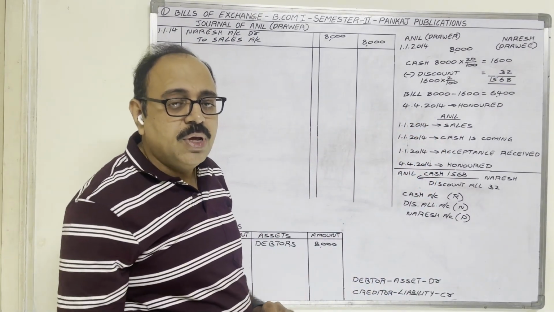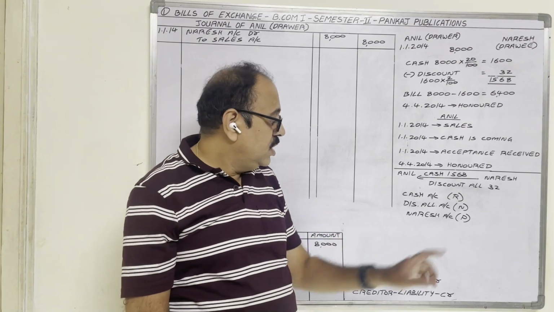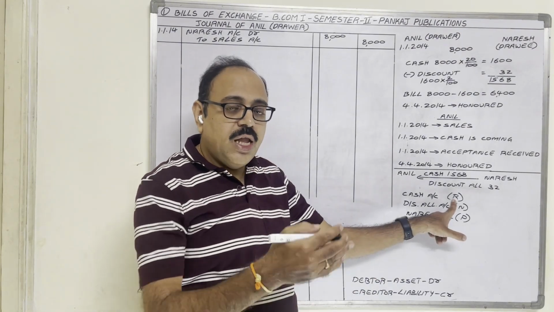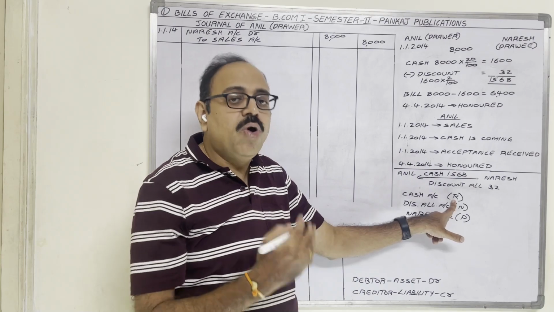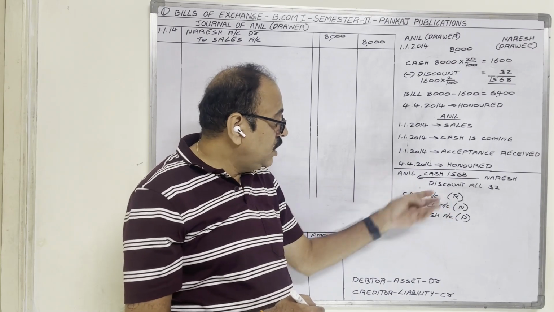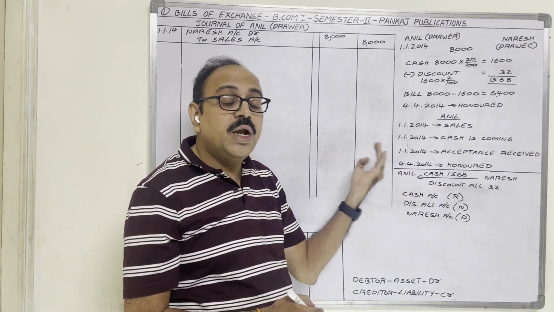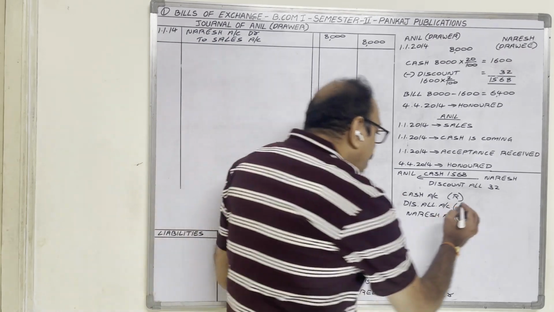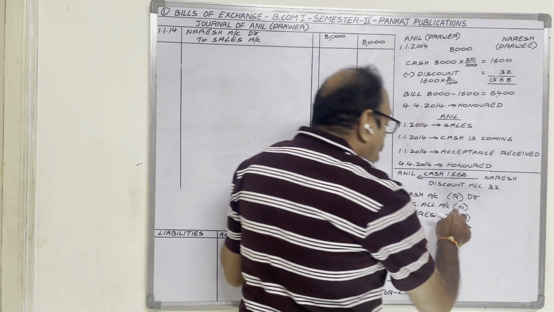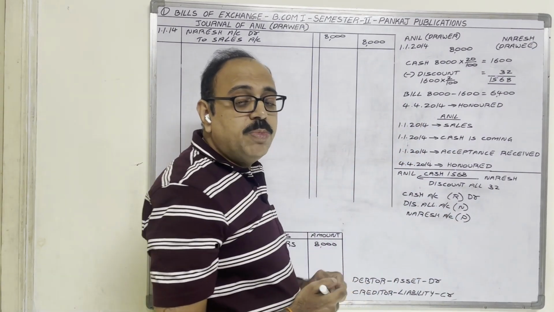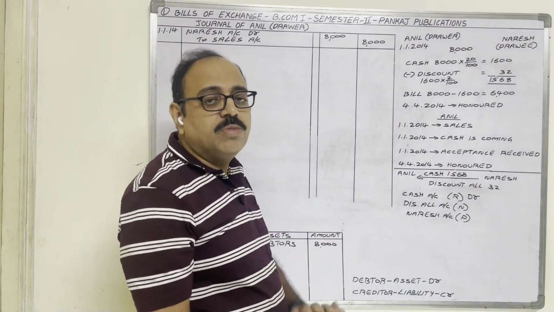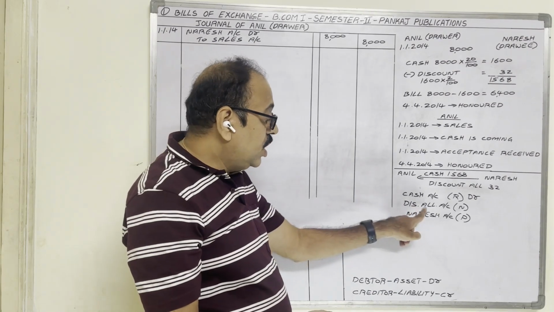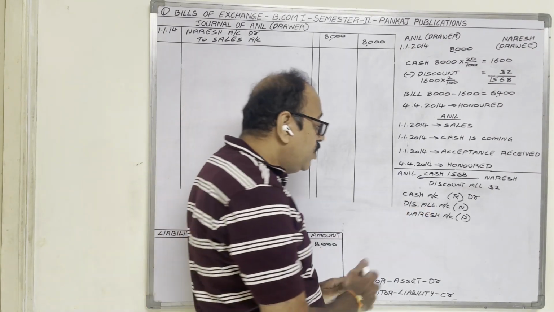Now the third step, apply the double entry rules. For real account, the rule is debit what comes in, credit what goes out. Cash is coming in, therefore debit what comes in. The first line is applicable. We have to debit cash account. Nominal account rule: debit all expenses and losses, credit all incomes and gains. This is a loss, therefore we have to debit.